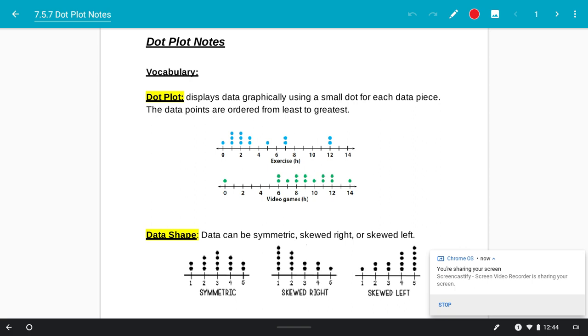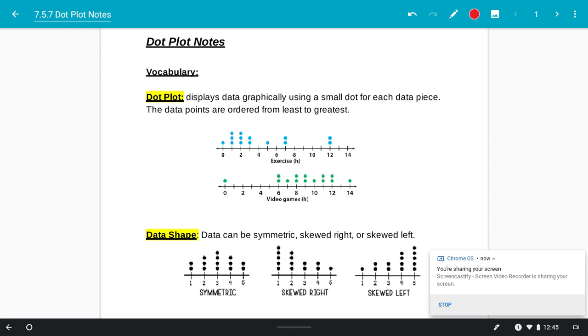So here we have two examples of dot plots. Again, the name dot plot is indicated because we're using dots. You do see sometimes that they'll use maybe an X or a check mark to represent those points, but they're still basically forming the same idea as a dot plot. So what we can see here is this first dot plot for exercise in hours. This is based on data collected on the number of hours people exercised per week.